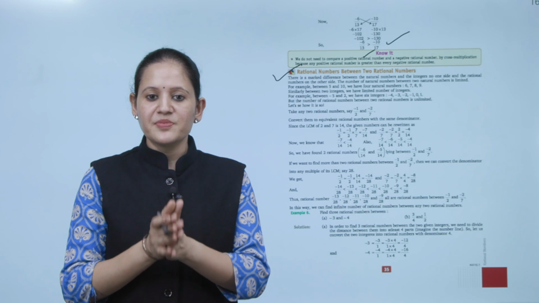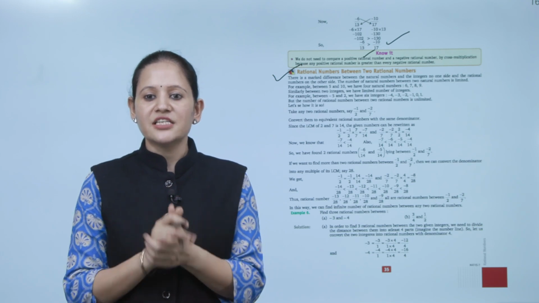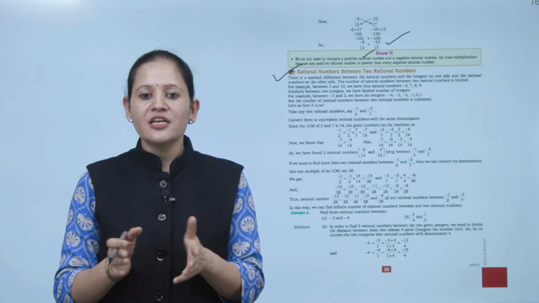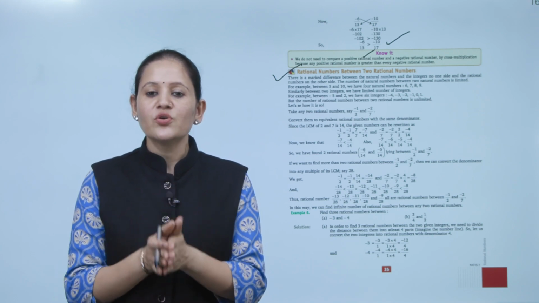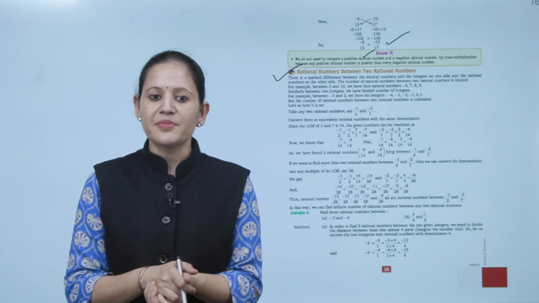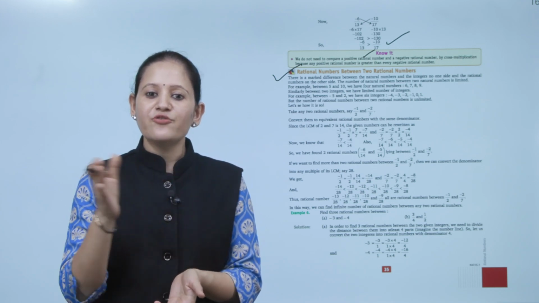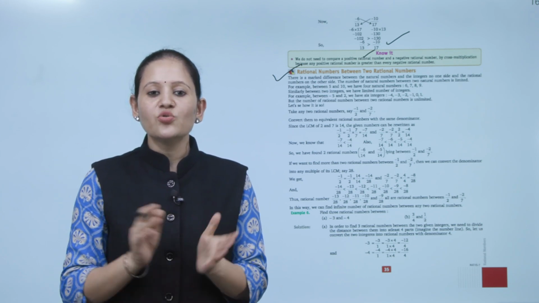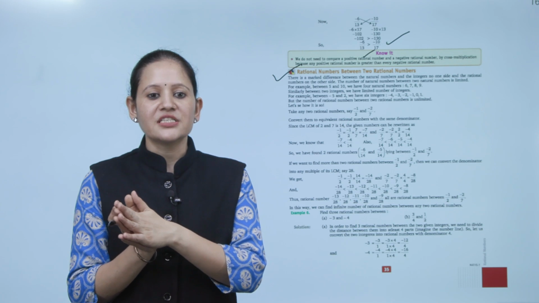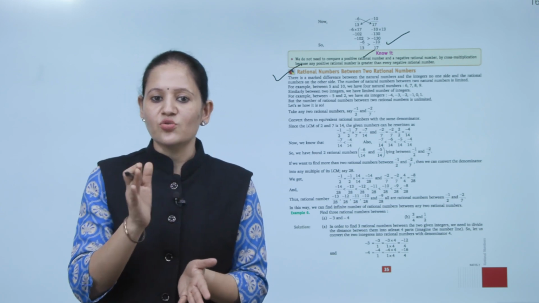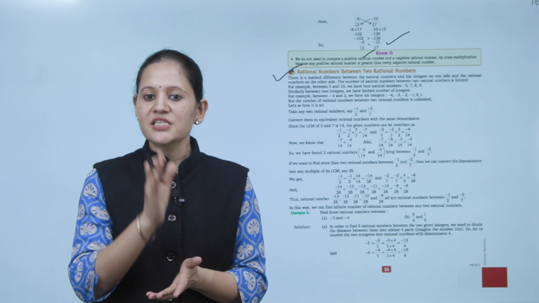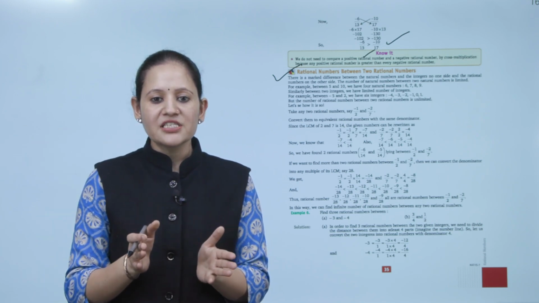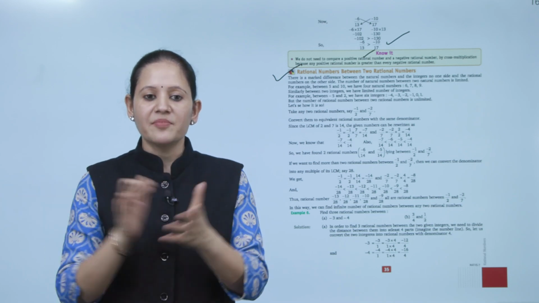There is a marked difference between the natural numbers, the integers and the rational numbers. The number of natural numbers between two natural numbers is limited. For example, between 5 and 10, we have 4 natural numbers: 6, 7, 8 and 9. Similarly, between two integers, we have a limited number of integers. For example, between -5 and 2, we have 6 integers: -4, -3, -2, -1, 0 and 1. But the number of rational numbers between two rational numbers is unlimited.